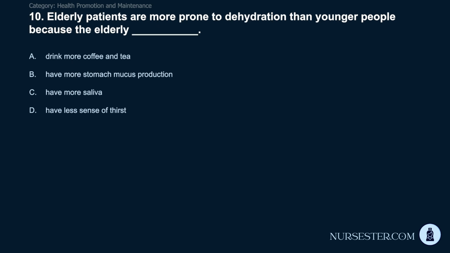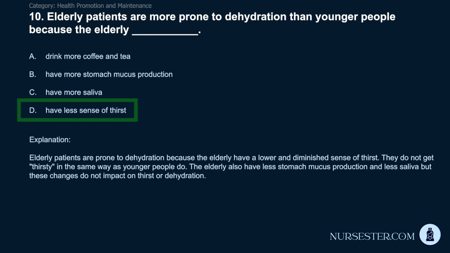10. Elderly patients are more prone to dehydration than younger people because the elderly: A. Drink more coffee and tea. B. Have more stomach mucus production. C. Have more saliva. D. Have less sense of thirst. Correct answer, D. Have less sense of thirst.